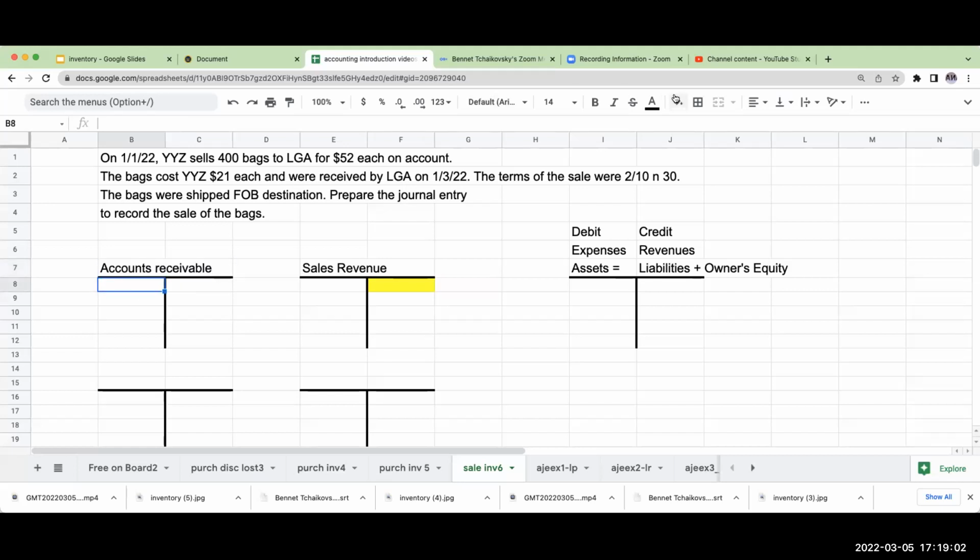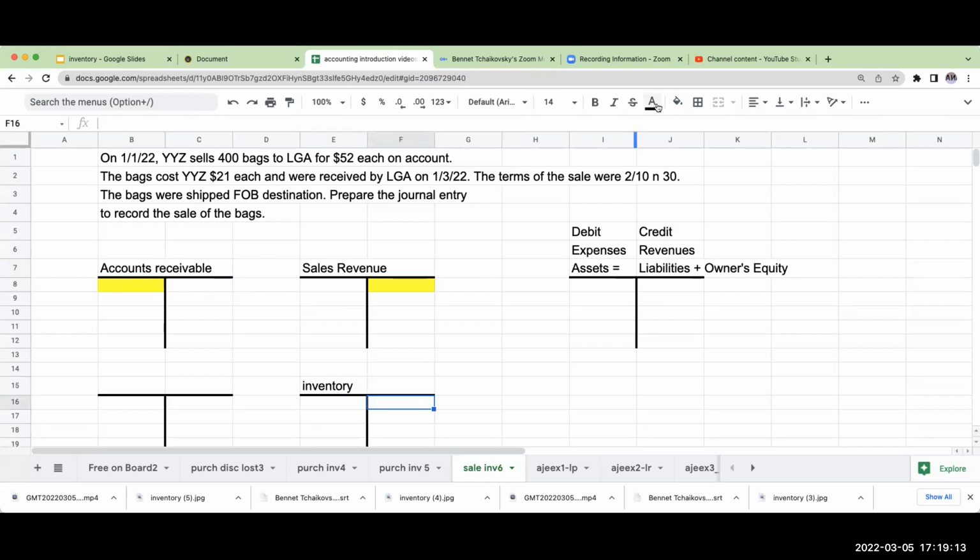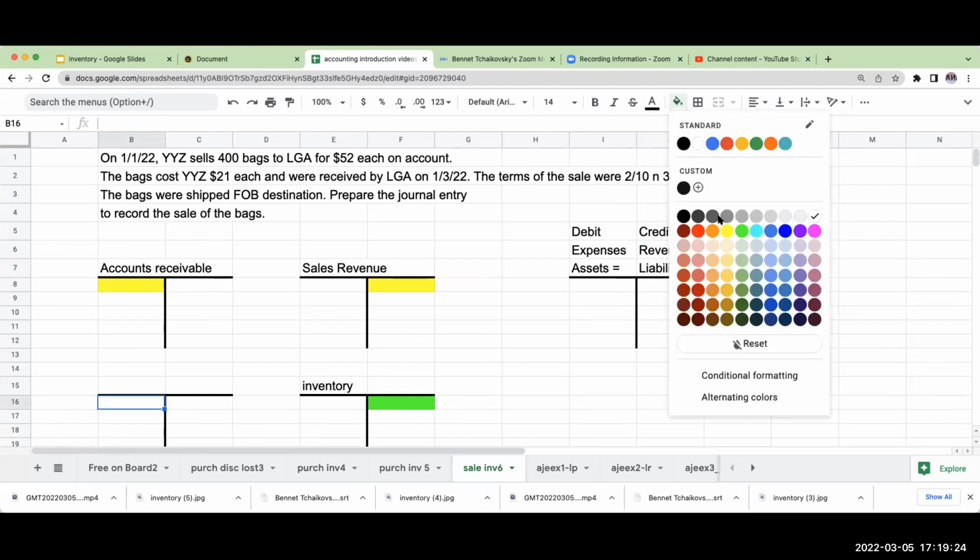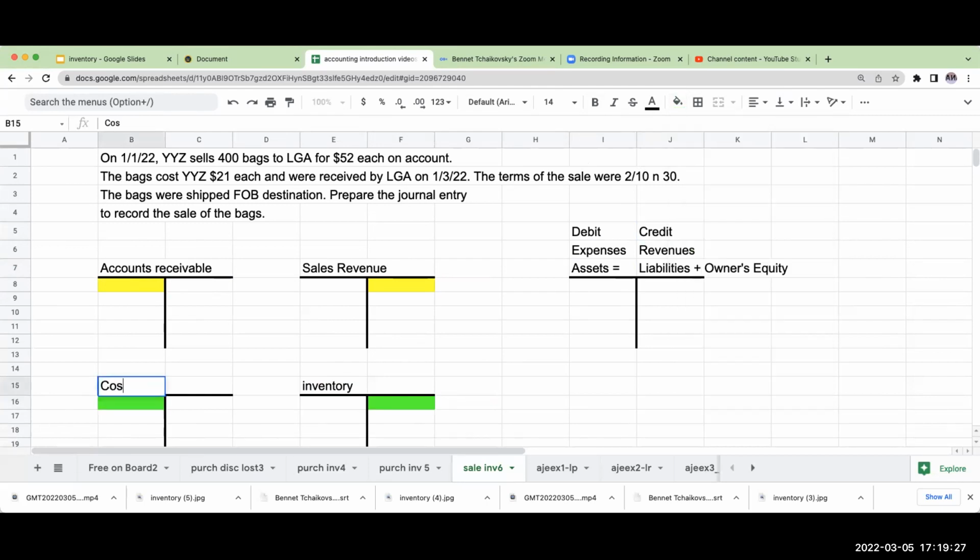But at the same time, when we are selling inventory, my inventory is going to be decreasing. I show inventory as an asset, so I'm going to show a decrease to that asset with a credit. The account that I'm going to debit is called cost of goods sold. This is an expense relating to the cost of the item that I just sold. So let's look at an example and we'll figure it out.